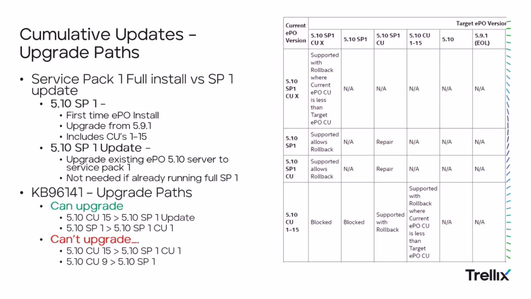You can go from CU15 to Service Pack 1 update, as I just mentioned. You can go from Service Pack 1 to Service Pack 1 Update 1, but you can't upgrade from CU15 to the Service Pack 1 Update 1, and you can't upgrade from, say, 5.10 CU9 to 5.10 Service Pack 1, the full installer. You can't use the full installer for that.